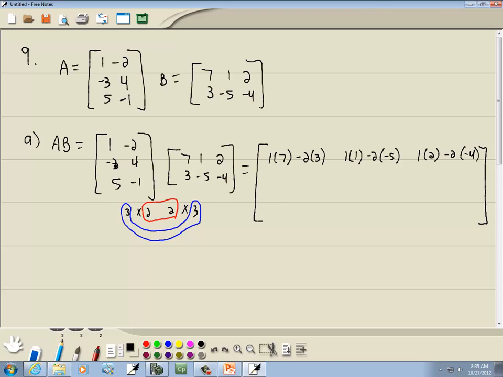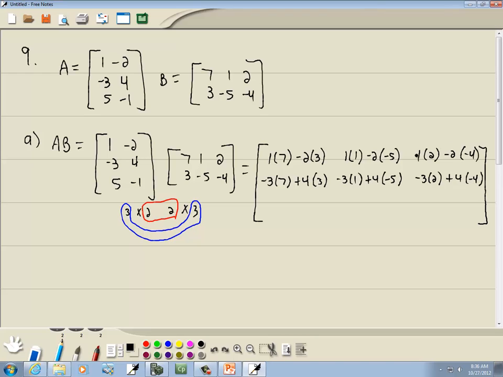Then I go to my second row times this column. So negative 3 times 7 and 4 times 3. Then this row times this column. So we got negative 3 times 1 plus 4 times negative 5. And then this row times this column. So we got negative 3 times 2 plus 4 times negative 4.